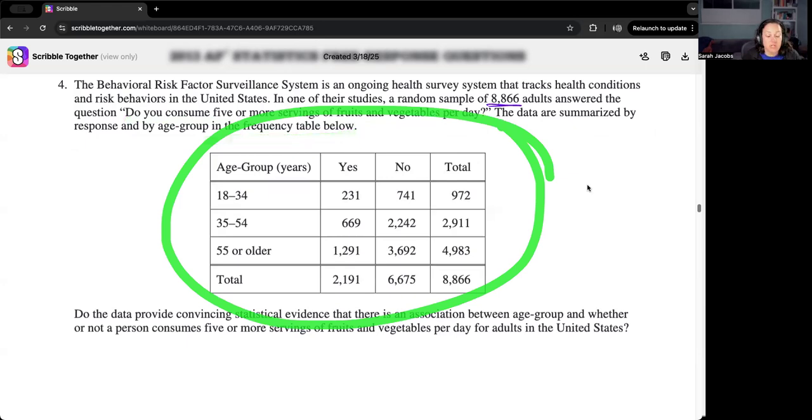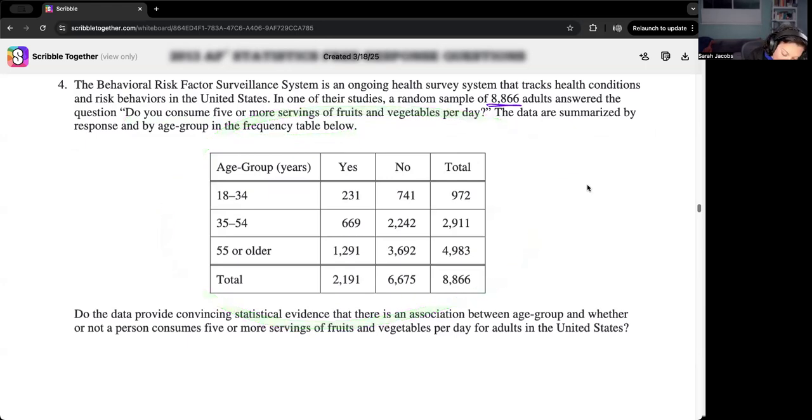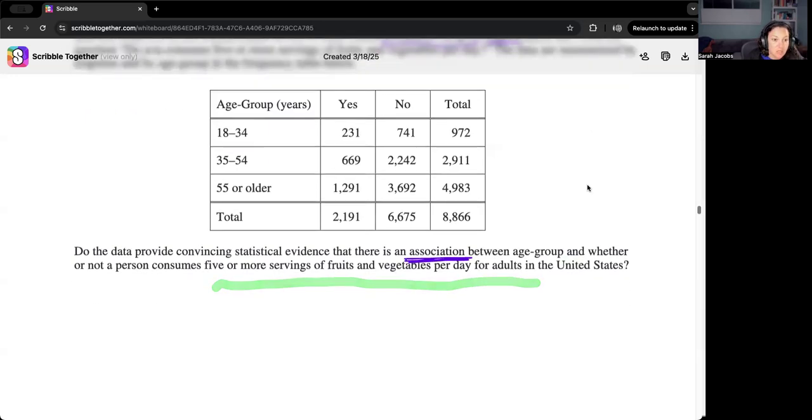Okay, so 1, we've got our data in a table. 2, we have a random sample, a single random sample. Good things to keep in mind. Do the data provide convincing statistical evidence that there is an association between age group and whether or not a person consumes 5 or more servings of fruits and vegetables per day for adults in the United States? Okay, so this to me sounds like a chi-square test for independence.